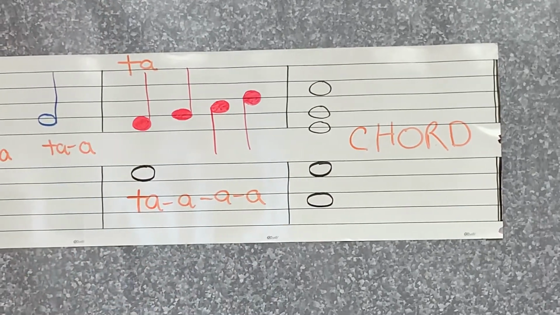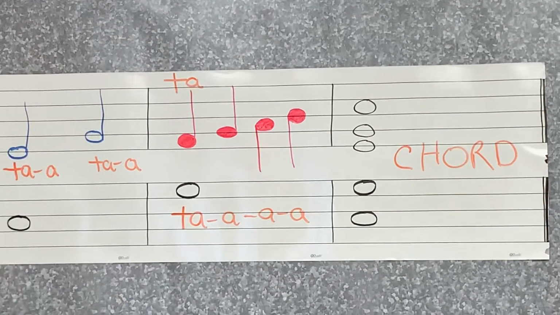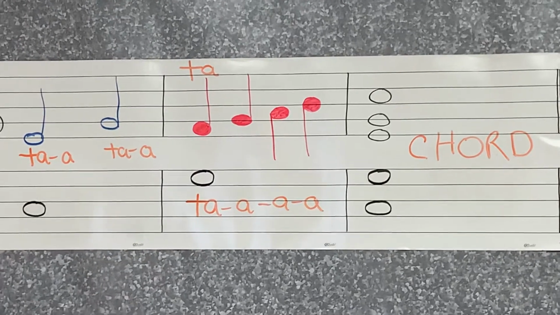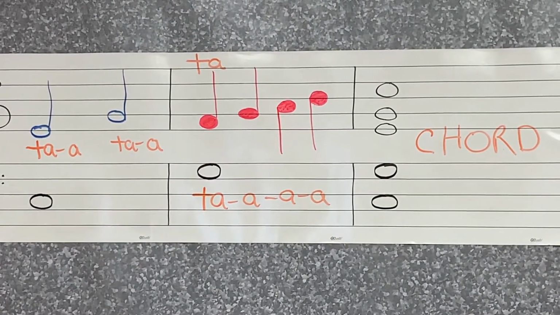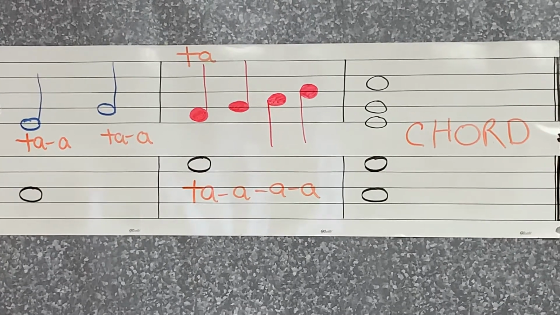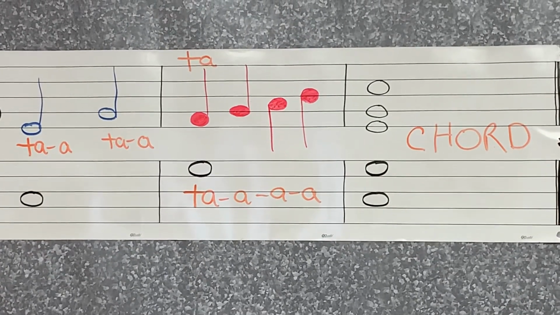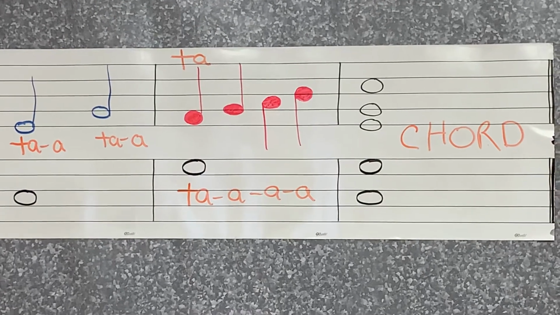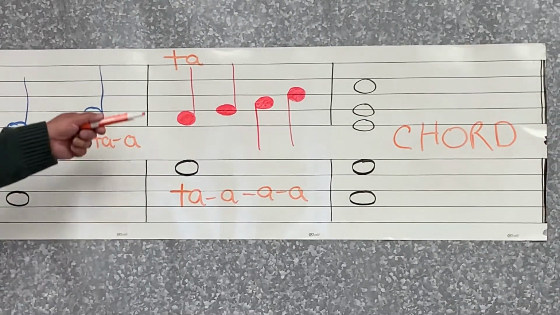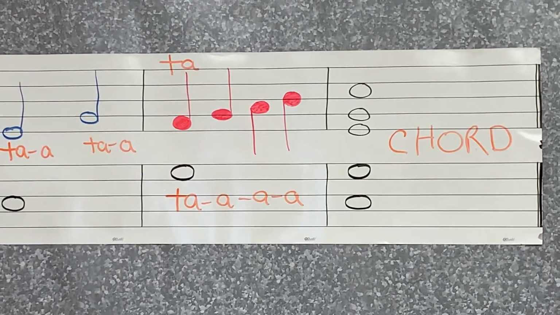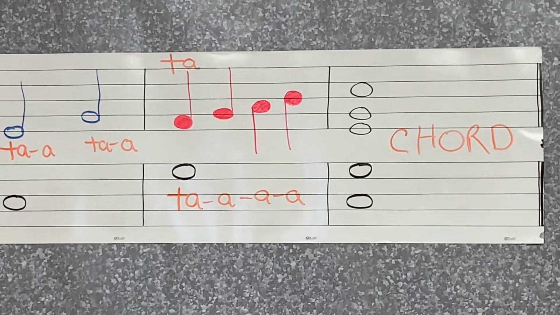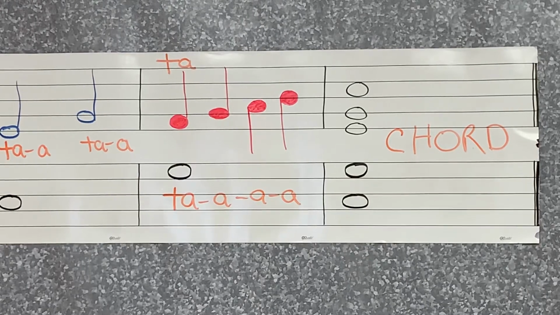And very often in music, we talk about 1, 3, and 5. 1, 2, 3, 4, 5. If we put them in a row, we call that a scale. And then when we play them at the same time, we have a chord.